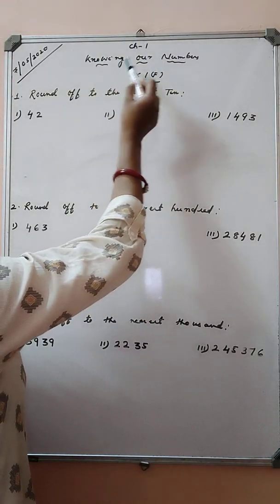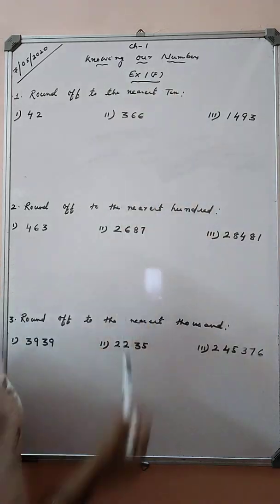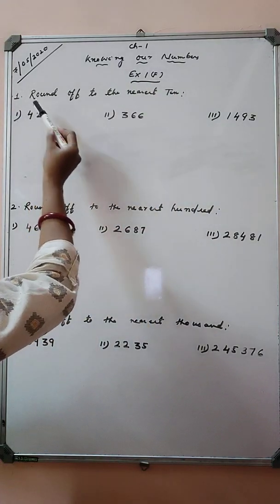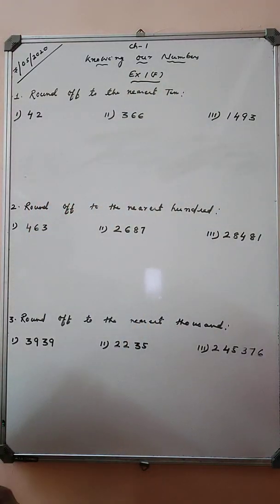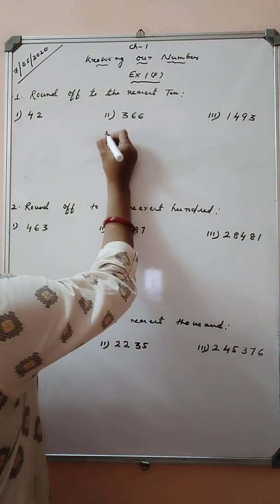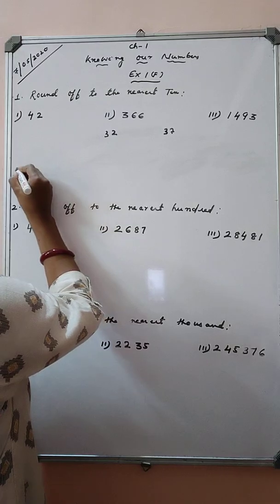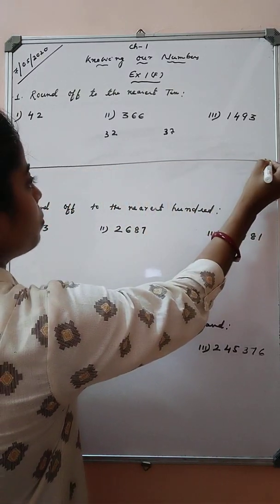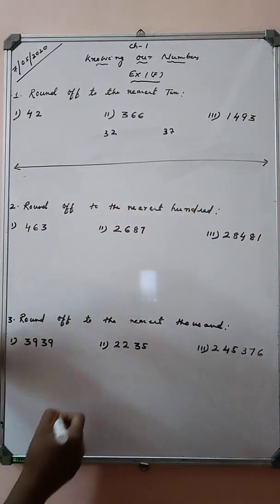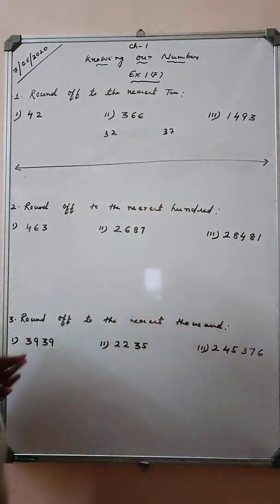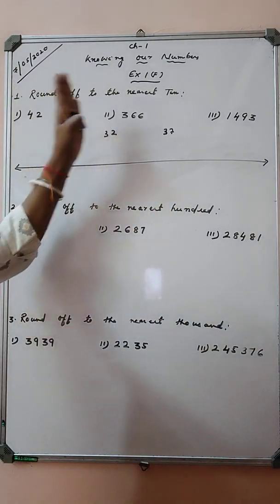Chapter 1, Knowing Our Numbers. Exercise 1F. Our question 1 is: round off to the nearest 10. Now let us understand through an example, students. 32 and 37. Now we have to round these two numbers. Our question is: round off to the nearest 10.